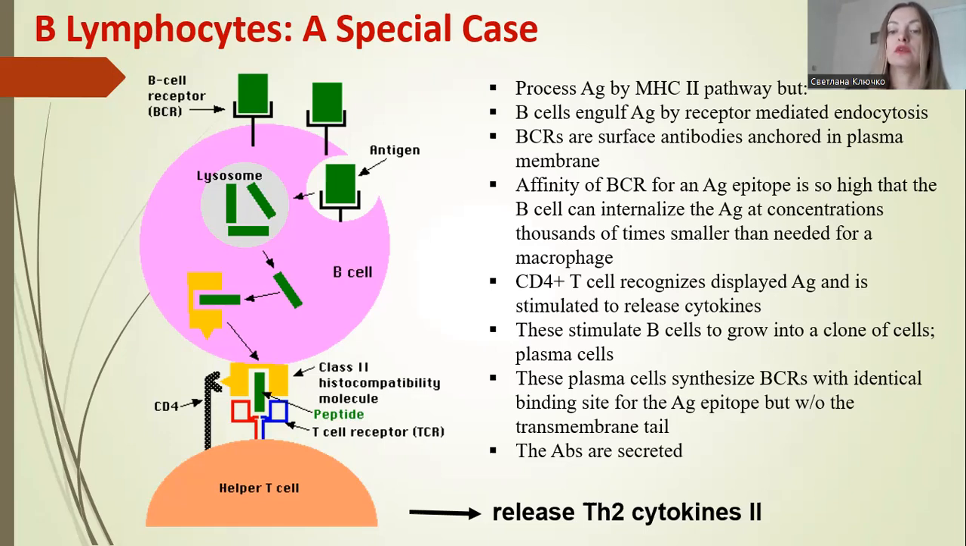The CD4 positive T cell recognizes the displayed antigen and is stimulated to release cytokines. These stimulate B cells to grow into a clone of cells, plasma cells. These plasma cells synthesize B cell receptors with an identical binding site for the antigen epitope, but without the transmembrane tail. The antibodies are secreted as a result of this mechanism. When B lymphocytes are antigen presentation cells, they activate only the humoral adaptive immunity response.